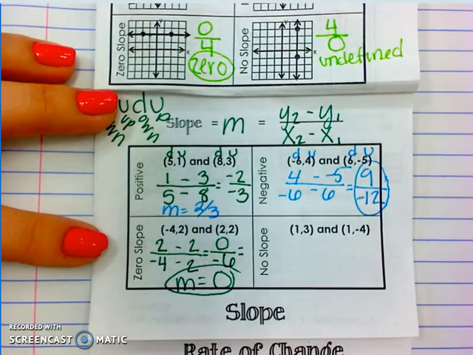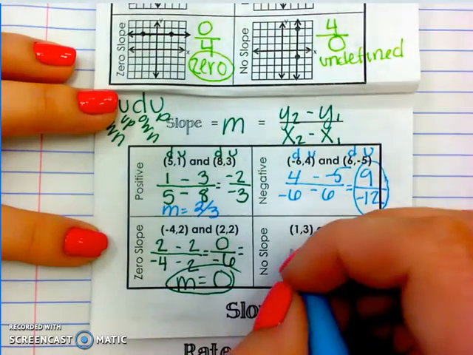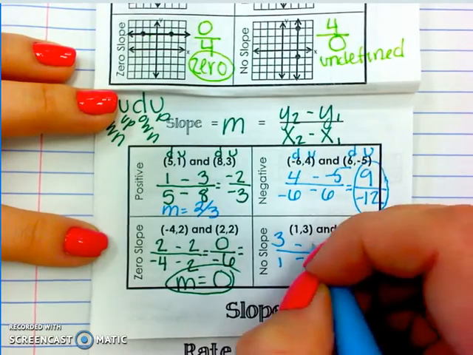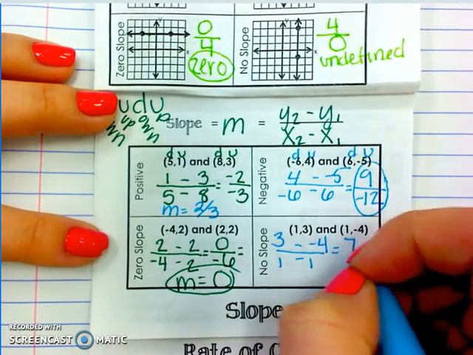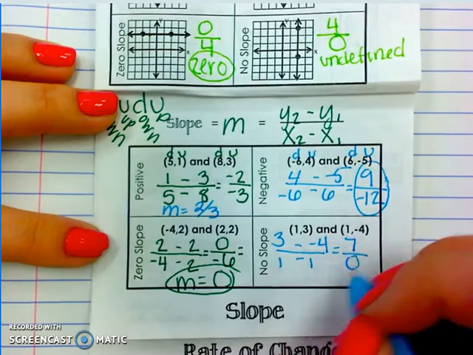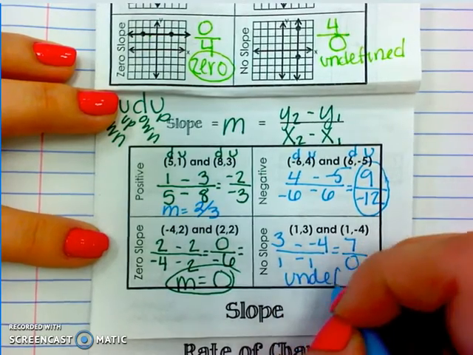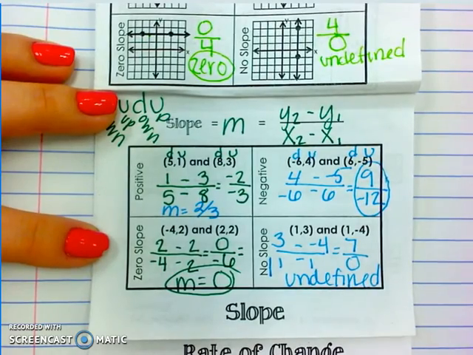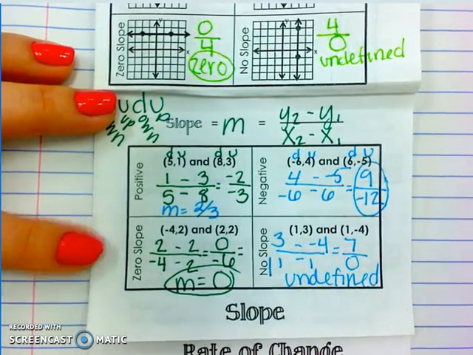And my last one. I'm going 1 down, 3 up, 1 down, negative 4 up. 7 over 0 is undefined or no slope. It means the same thing. Undefined and no slope are the same.